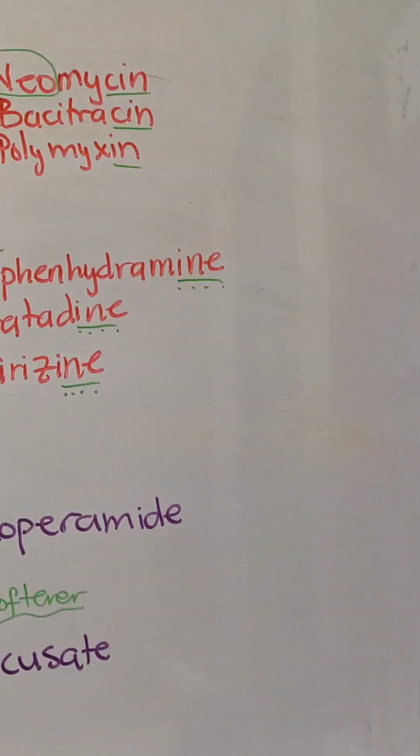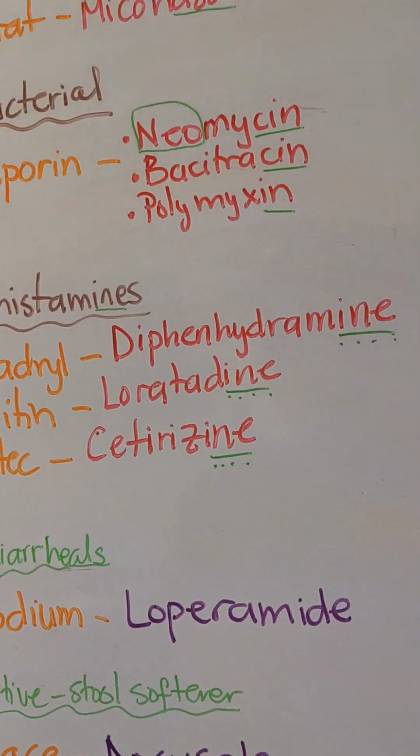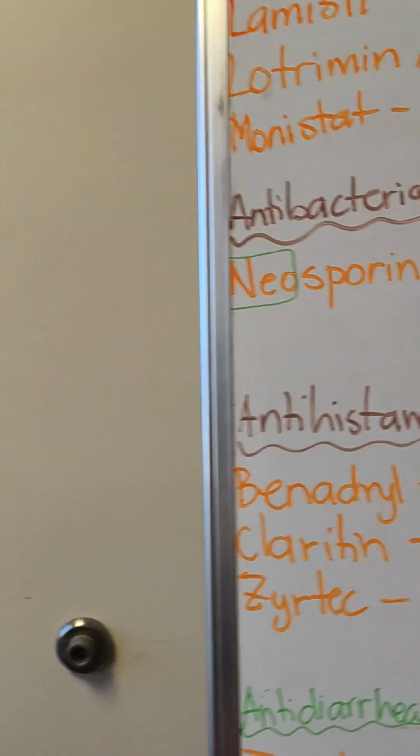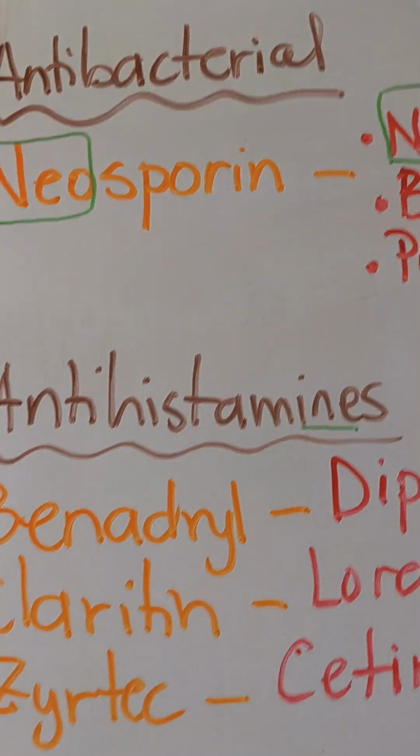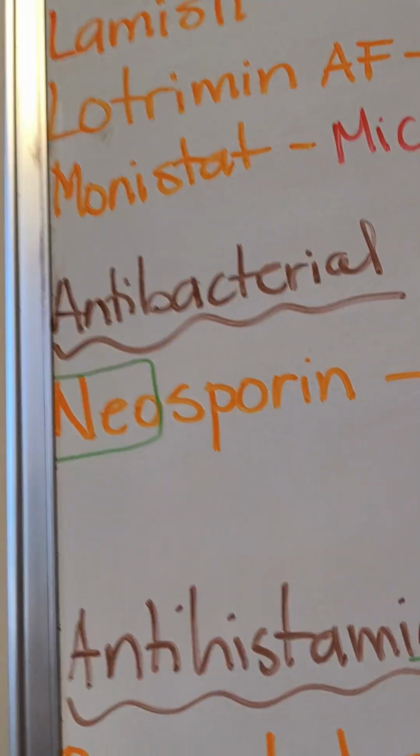The category here is OTC. These are over-the-counter medications. Anything that is on the line under a squiggly line is a subcategory. So our first subcategory here is antifungals.